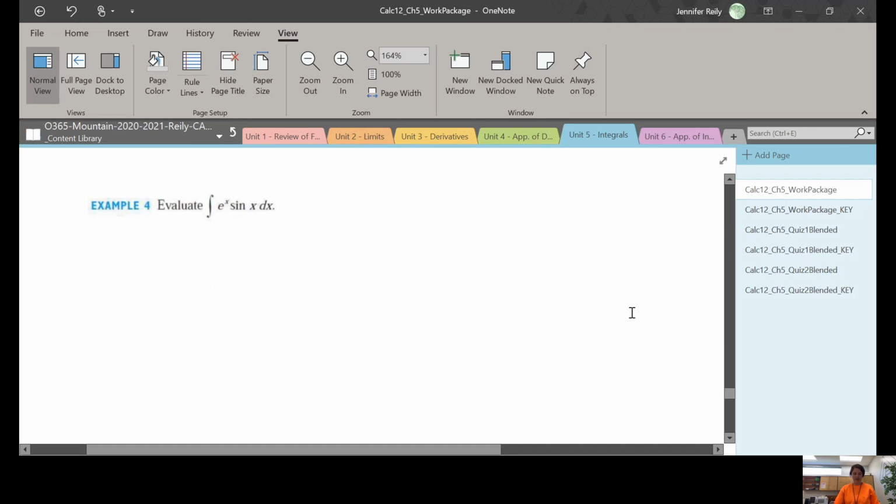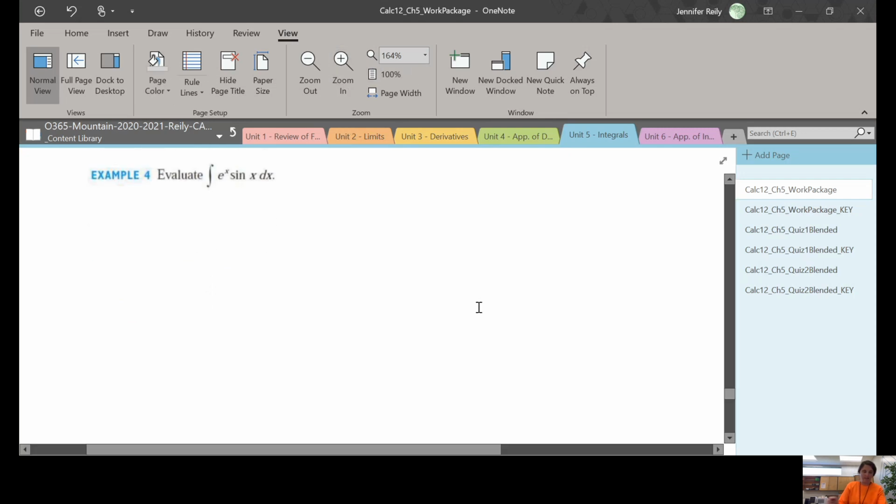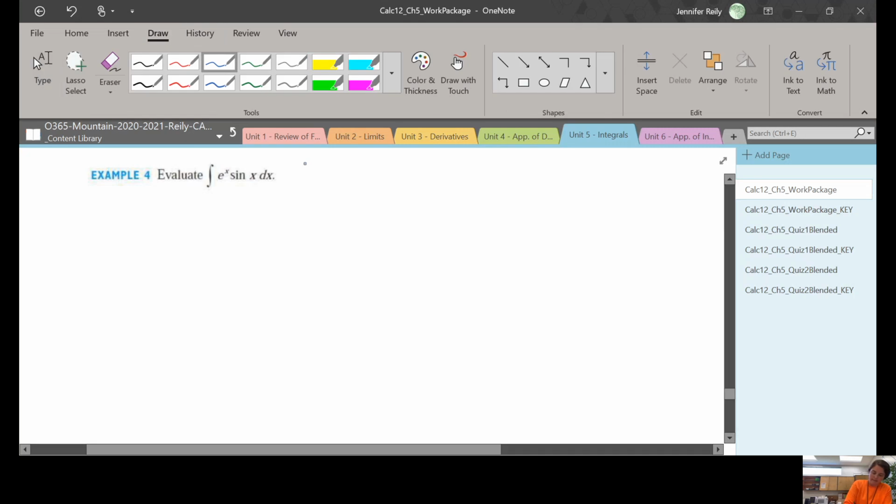Let's have a look. e to the x times sine x dx. I'm just going to write here special case. So it is a product of two terms, so good indication we need integration by parts.